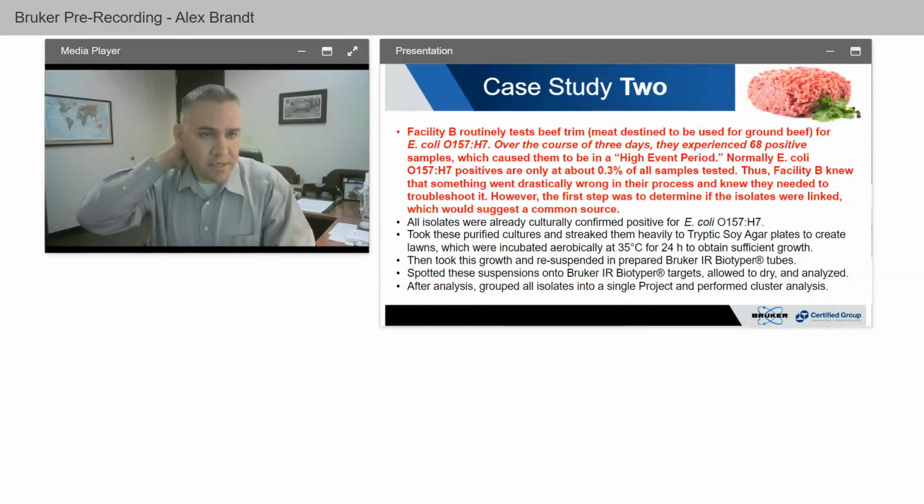So just as in case study number 1, we were very fortunate to already have all of these isolates culturally confirmed positive, and they were positive for E. coli 0157H7. And then we took these purified cultures and went through the same process like we did with those Listeria monocytogenes isolates in case study 1 to prepare them for analysis with the Bruker IR Biotyper.